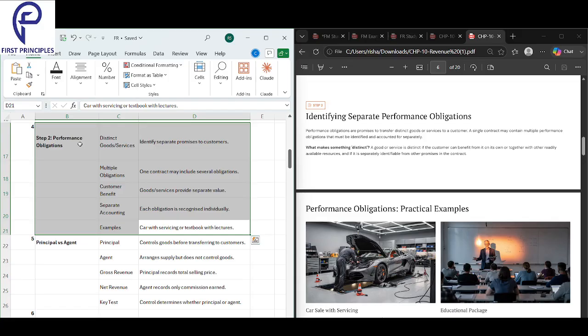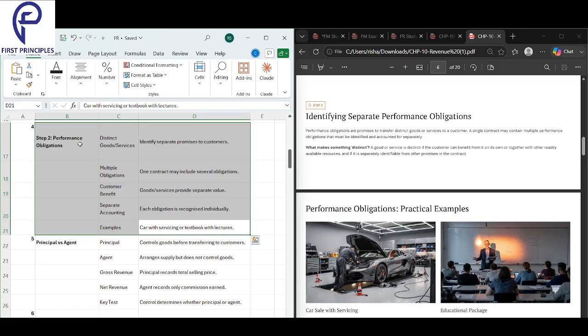So under performance obligation, firstly we look into distinct goods and services. You identify the separate promises to customers. Second, one contract may include several obligations. Next, customer benefit: goods and services provide a separate value to the customer, useful to the customer on its own. Next, separate accounting: each obligation is recognized individually. Example is a car with servicing or a textbook with lectures.